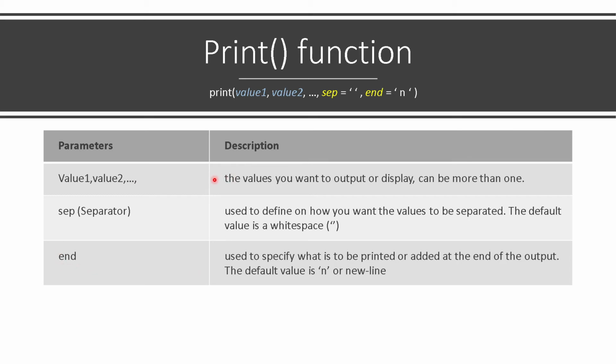So values 1 and values 2 are things you want to see in your computer. So dito mo siya ilalagay. It can be more than one value. Next is sep or separator. It is used to define how you want the values to be separated. By default, white space ang value niya. And finally, end is used to specify kung anong gusto mong ilagay sa end ng output mo. Ang default niya ay backslash n or new line.